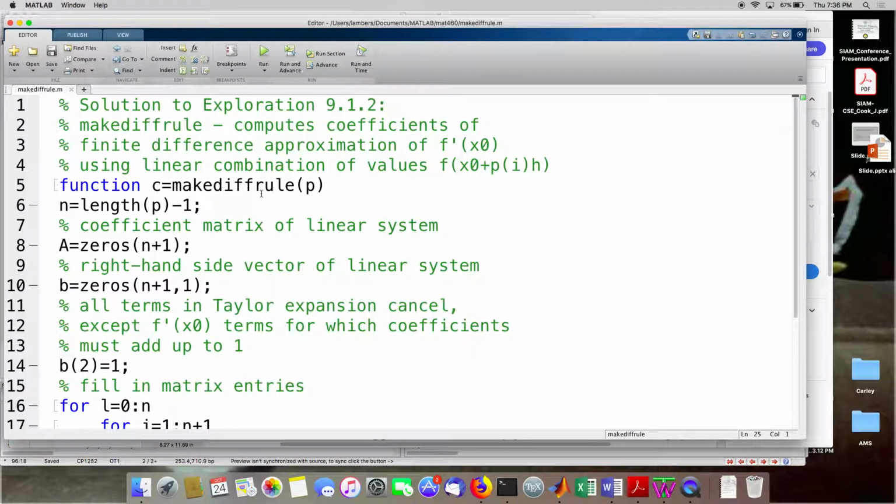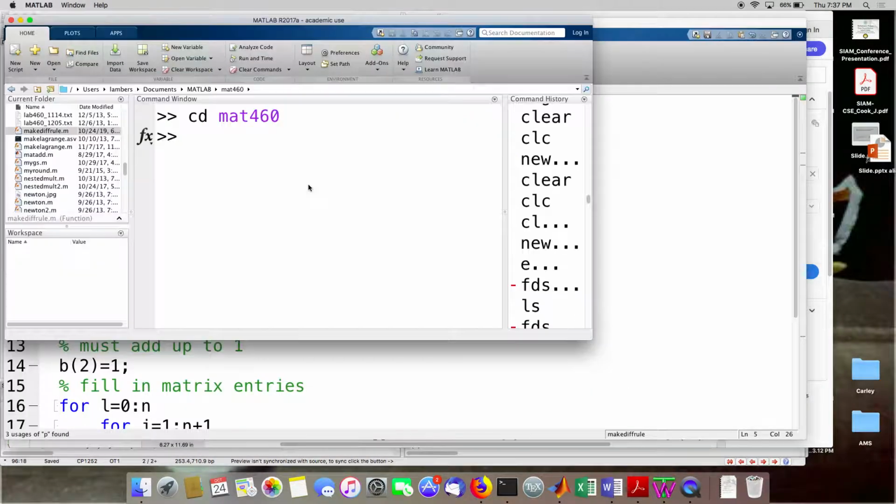Okay, so this function, you give it several indices. There are multiples of h. So for example, if I was doing the previous example that I just showed you, I'd pass p equal to 0, 1, and 2. So f of x naught plus nothing, f of x naught plus 1 times h, and f of x naught plus 2 times h. So actually, I'll run it first so you can see what I'm talking about.